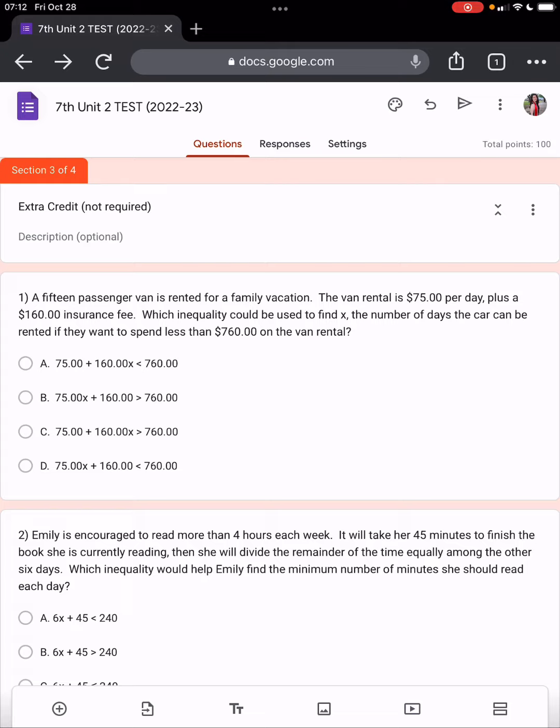A. 75 plus 160x is less than 760. B. 75x plus 160 is greater than 760. C. 75 plus 160x is greater than 760. D. 75x plus 160 is less than 760.